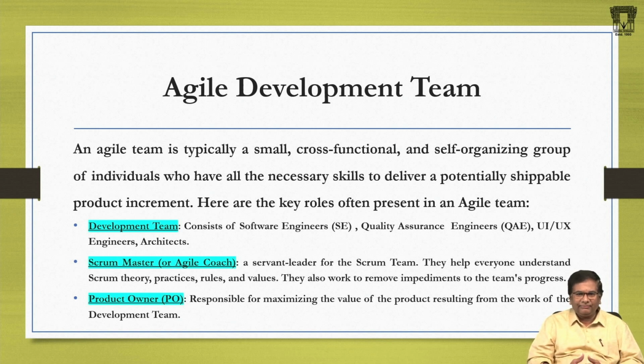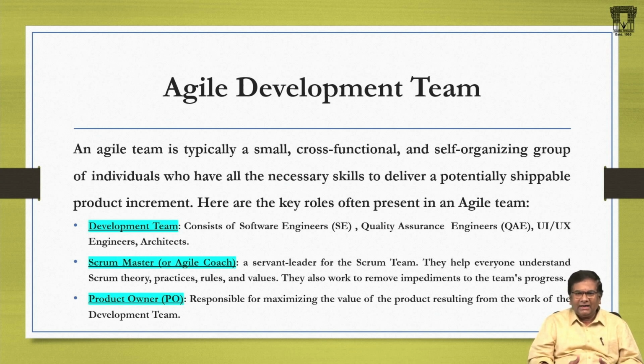And the next person in an agile team is the Scrum Master or Agile Coach. Scrum, like I said in my previous presentation, is one of the frameworks that follows the Agile model. Agile is a broader thing, whereas Scrum is a framework that follows Agile, right? So we call this person the Scrum Master, and sometimes they call them an Agile Coach.